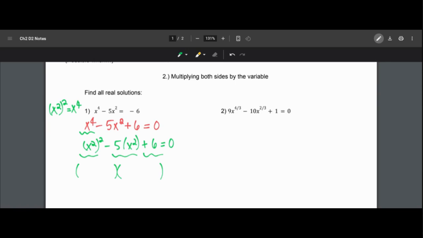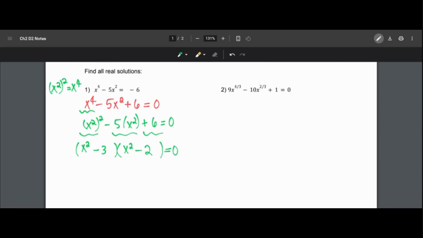If I want to factor, I would find two numbers that multiply to 6. It could be 3 and 2 or 1 and 6. Those two numbers have to add up to negative 5, so I know it's going to be negative and negative. If I do negative 6 and negative 1, that adds to negative 7, so that's not it. It must be negative 3 and negative 2, because that will add up to negative 5. Just be careful when you put your variables in. It's not just x, it's x squared.